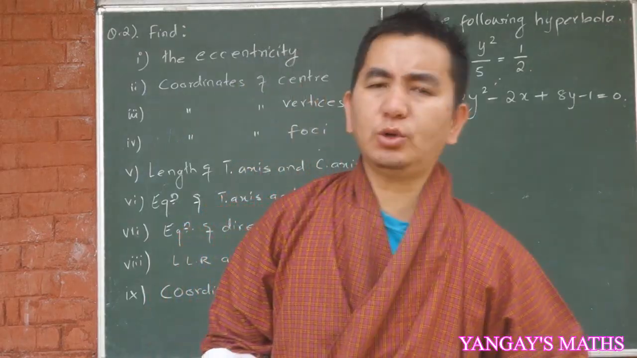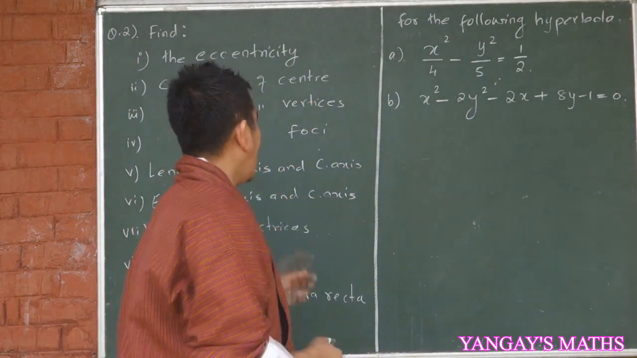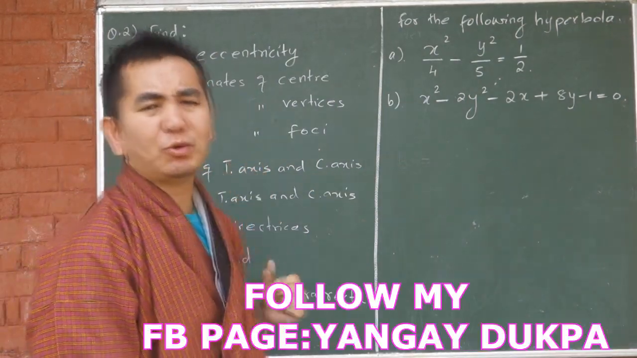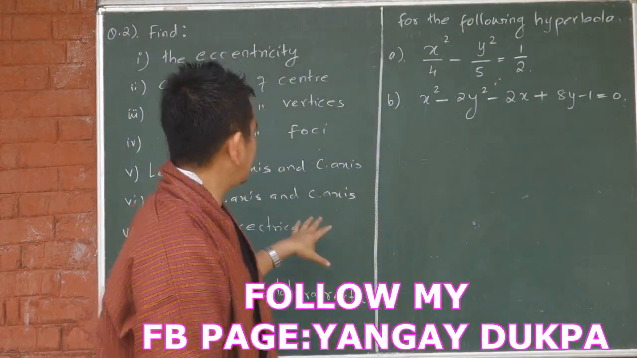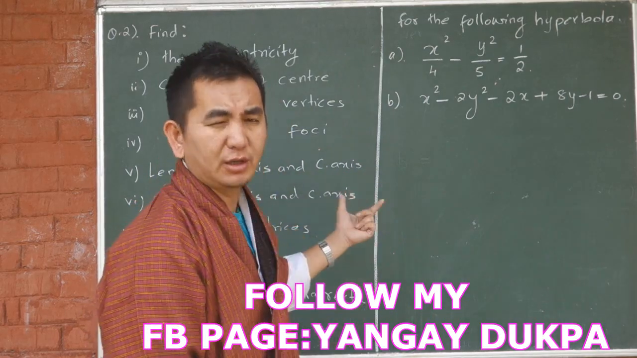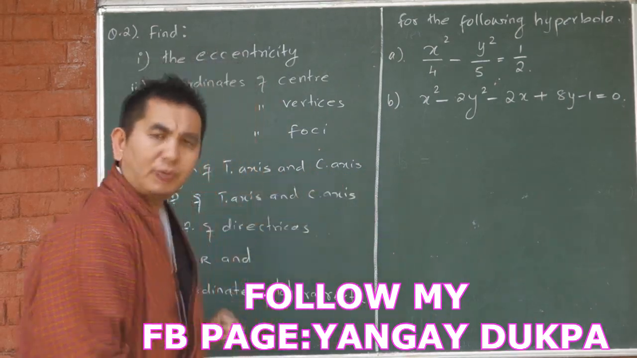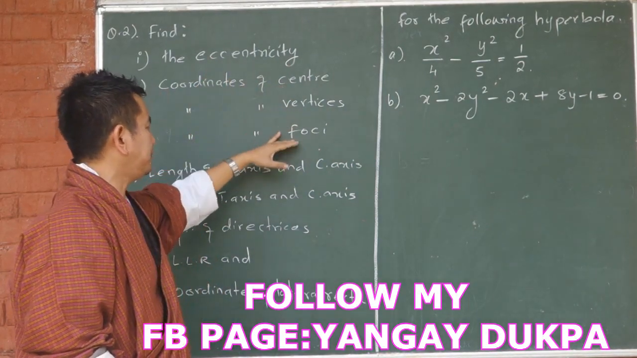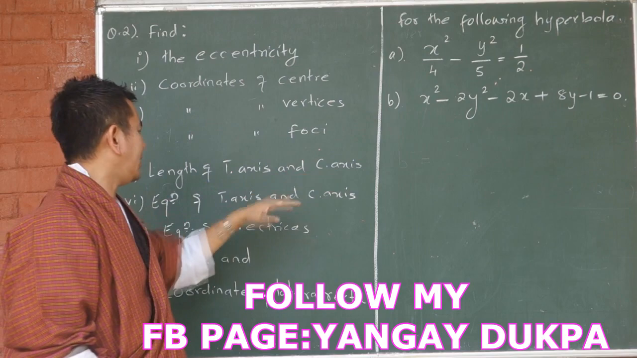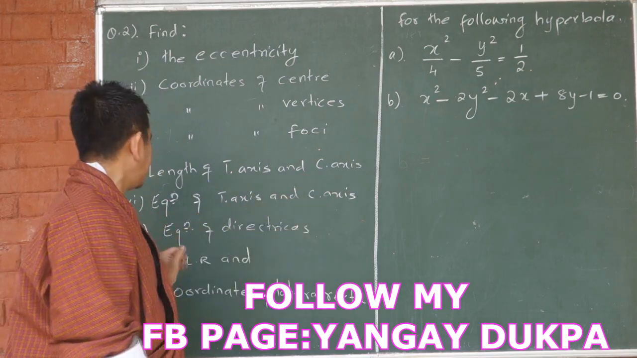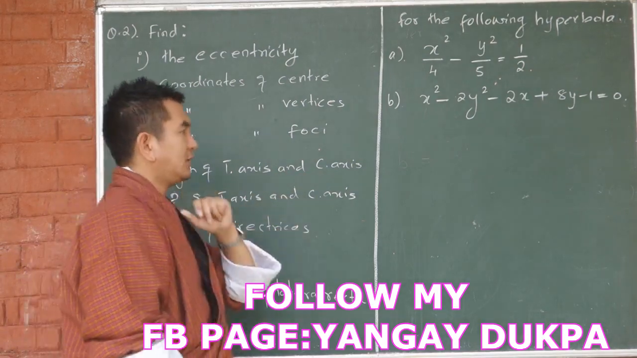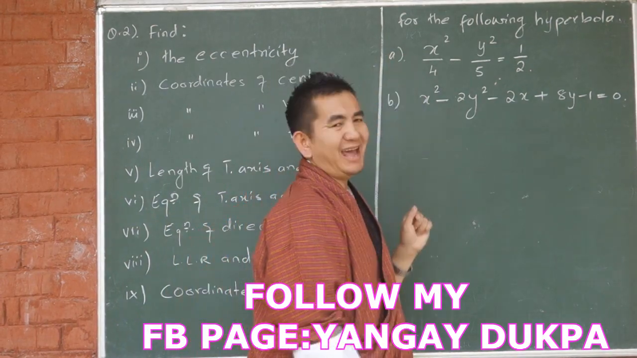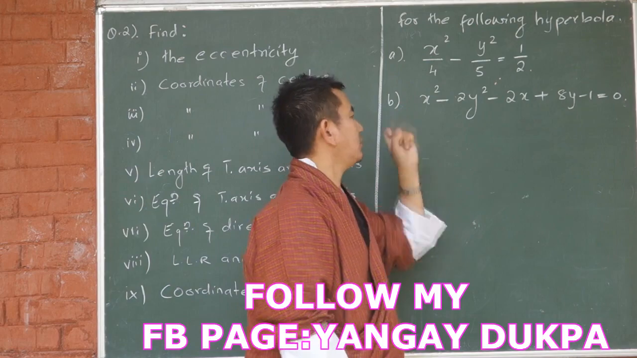So now we are with question number 2 under hyperbola. Here we need to calculate, as usual, similar to the type of question we did under ellipse. Since this is an important question, I am doing a similar type of question in hyperbola as well. You need to find the eccentricity, coordinates of the center, vertices, foci, length of transverse and conjugate axis, equation of transverse and conjugate axis, equation of directrix, length of latus rectum, and coordinates of latus rectum for these two hyperbolas. First I will go with A, and in the next video lesson I will go with B.